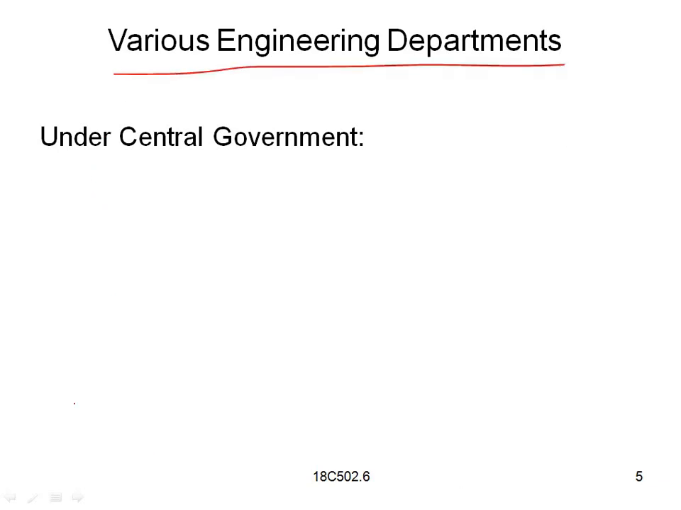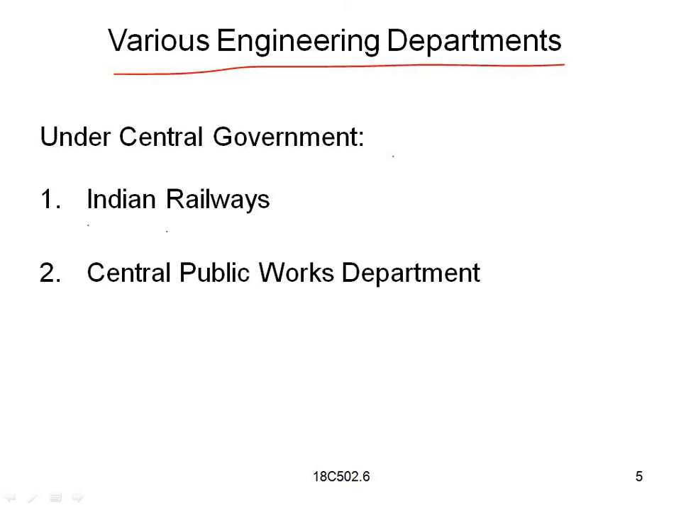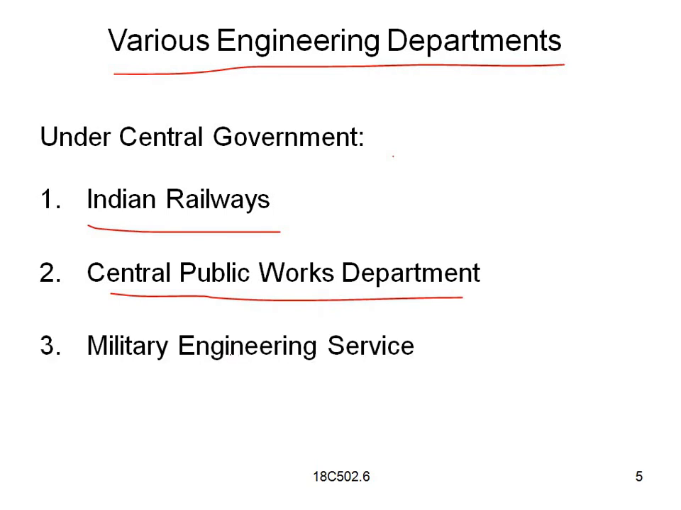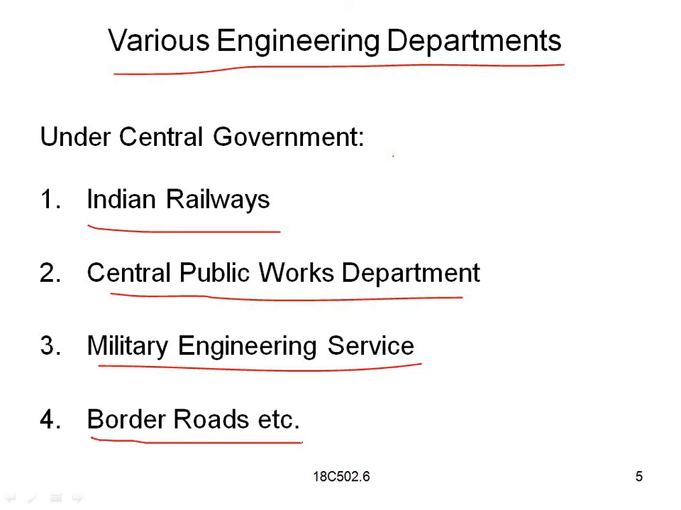This is a very important topic. First of all, there are two types of governments: one is the central government and the other is the state government. Under the central government we have Indian Railways, Central Public Works Department, Military Engineering Services, Border Roads, etc. These are some of the examples of engineering departments.